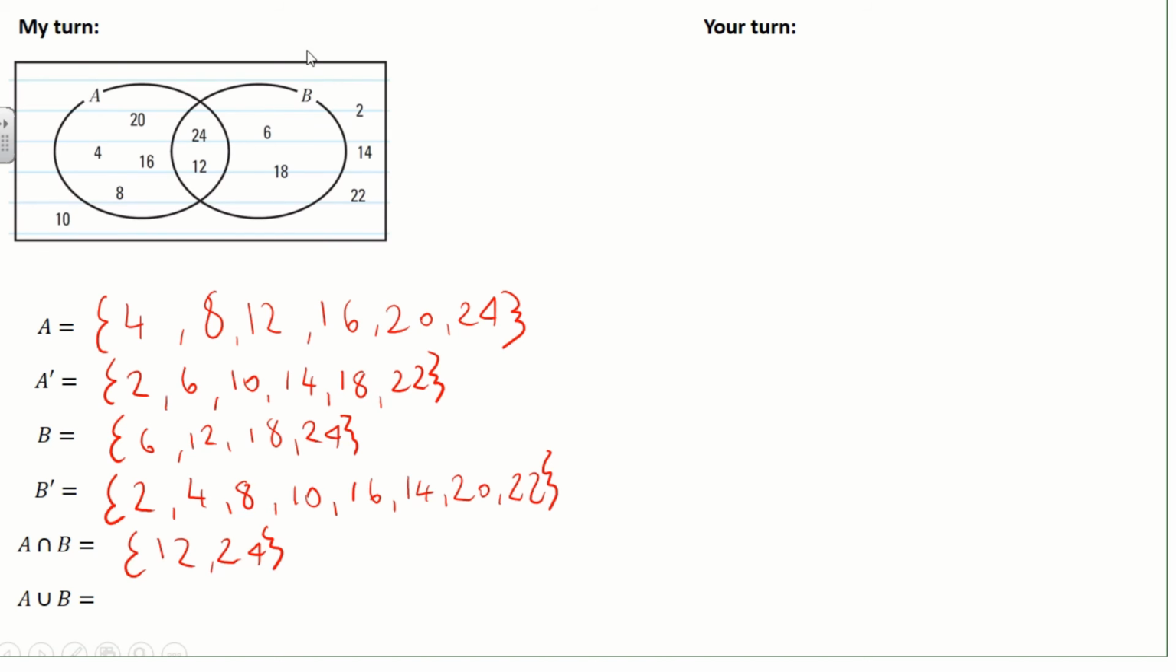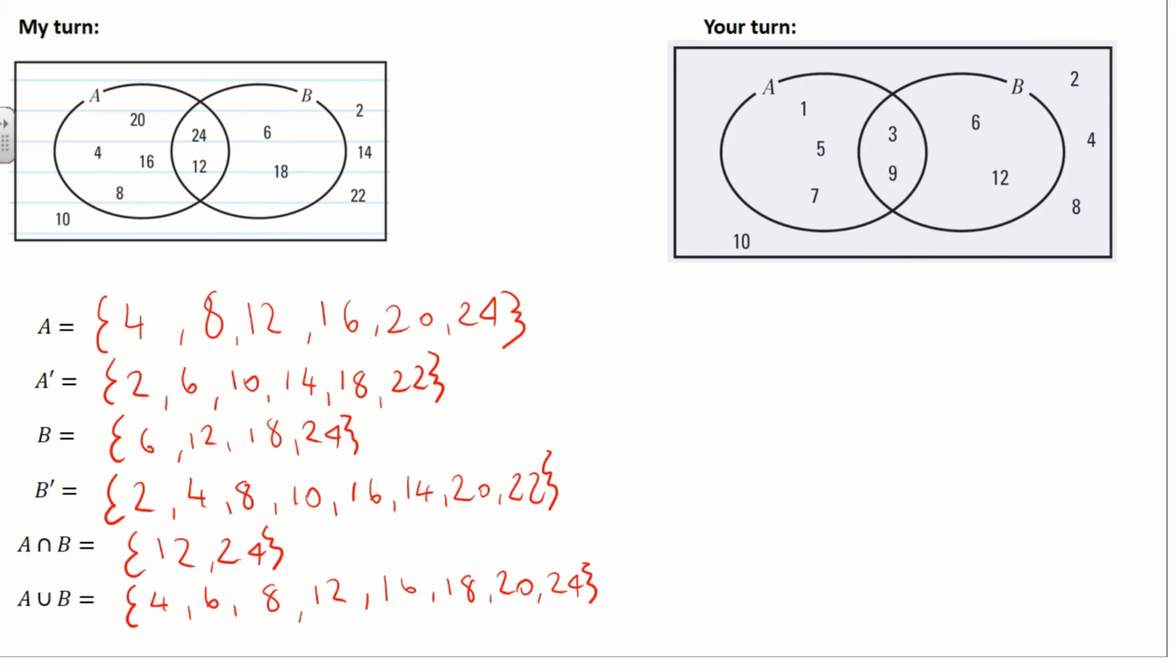A union B is anything that's in circle A or is in circle B. We don't write these two numbers out twice, we just write them out once, but it's anything that's in either of the two circles. So our union here is going to be, we've got 4, 6, 8, we haven't got 10, 12, we haven't got 14, 16, 18, 20, and 24.